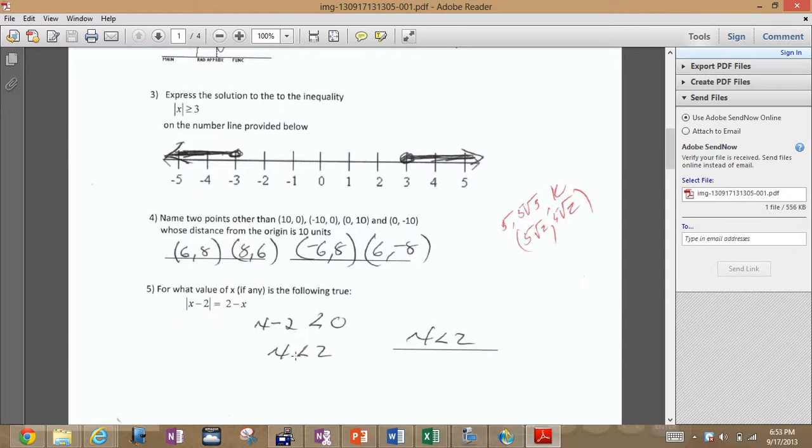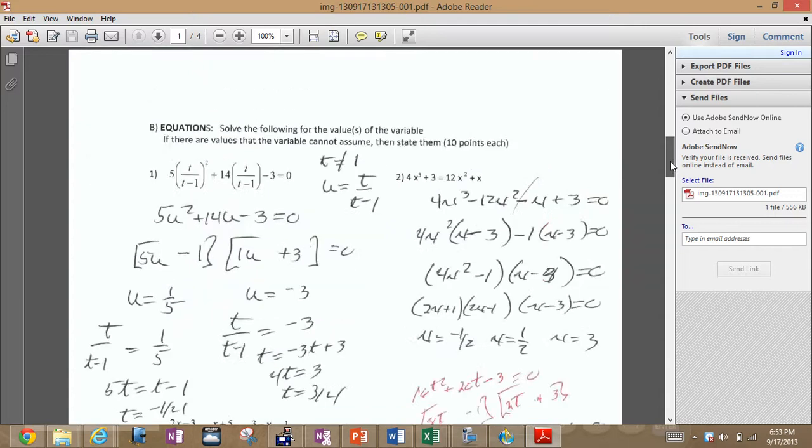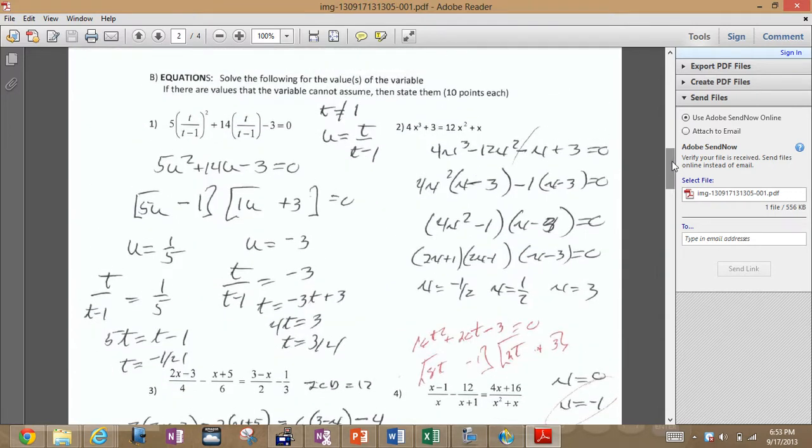Sample any value. Some give 1 value. There's no 1 value. Okay. Some gave 2 values. There are all these values. All the values less than or equal to 2. Okay. Our equations.